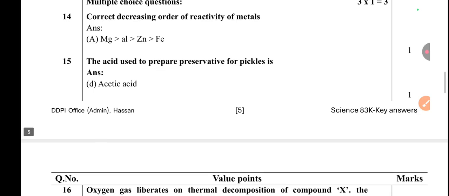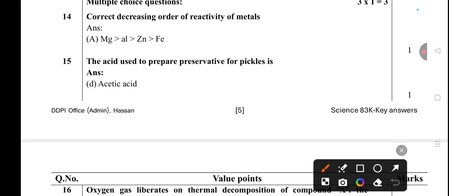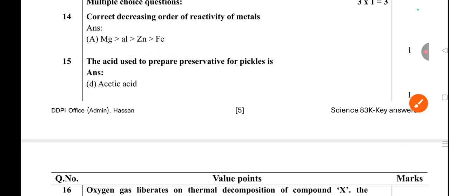First one, the 14th: write the correct decreasing order of reactivity of metals. This is also exactly taken from model question papers. Magnesium has high reactivity compared to aluminum, aluminum has low reactivity compared to magnesium, zinc has a lower reactivity, and compared to zinc, iron is the least reactive element out of these.